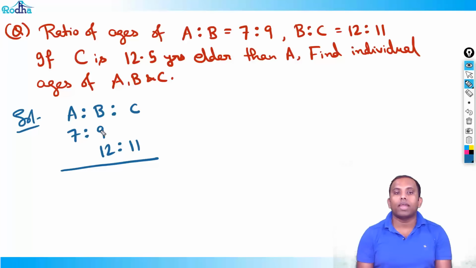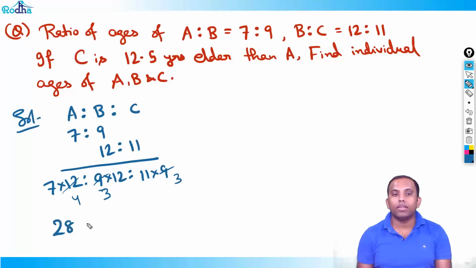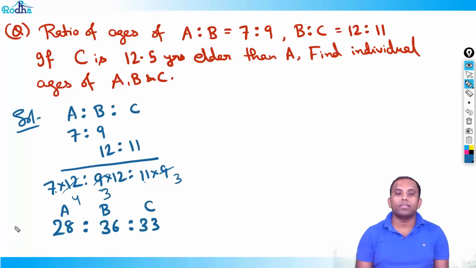I can take B as 9 and 12, so B is 9 into 12. What is C then? 11 into 9. For C, B has become 9 times, and for A, B has become 12 times. So A is 7 into 12. Just cancel the common factor 3 here, 3 4s and 3 3s. What does this become? 28 to 36 to 33. 11 times 3 is 33, 3 times 12 is 36, 7 times 4 is 28, right? So the ratio of A, B and C here is 28, 36 and 33.